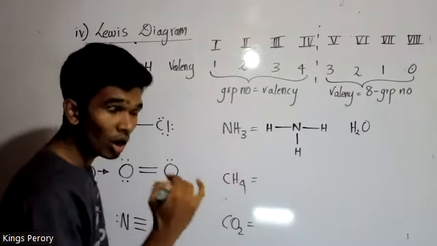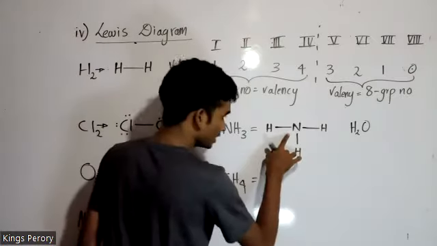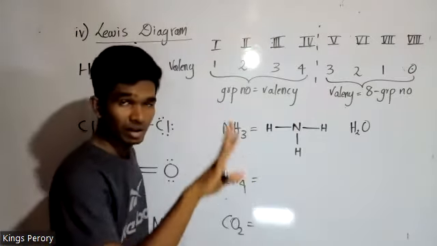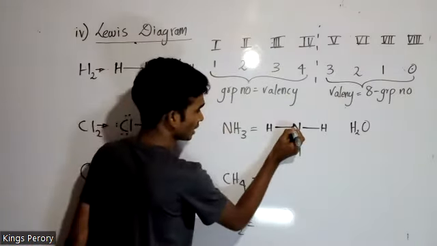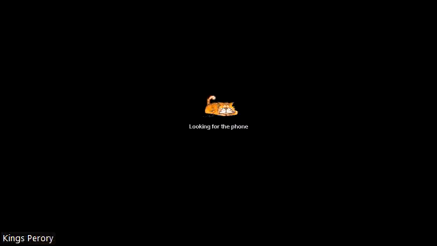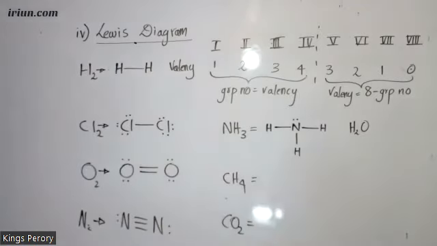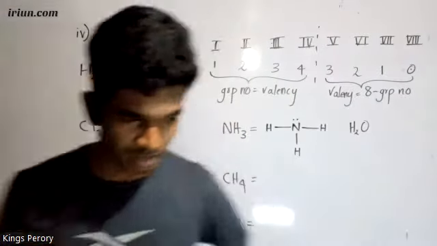Next, what do you check? How many electrons are remaining? Nitrogen is a 5th group element, so in the outermost shell there are 5 electrons. Out of 5 electrons, 3 electrons went for bonding. Remaining 2 electrons are there.